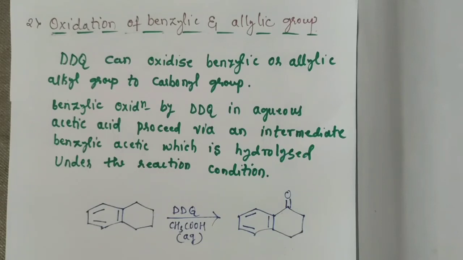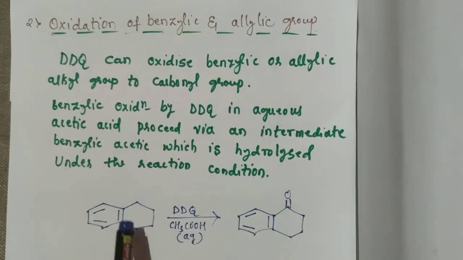The second application is the oxidation of benzylic and allylic groups. We all know the benzylic and allylic group is the carbon atom neighboring the C double bond C. Allylic we represent in an acyclic alkane, and benzylic we represent in a cyclic alkane molecule. Here the oxidation process means the elimination of hydrogen and the addition of oxygen. So in this particular oxidation process, the addition of oxygen takes place at the benzylic and allylic carbon atom. Here we can see the DDQ oxidizes a benzylic or allylic alkyl group into a carbonyl group.